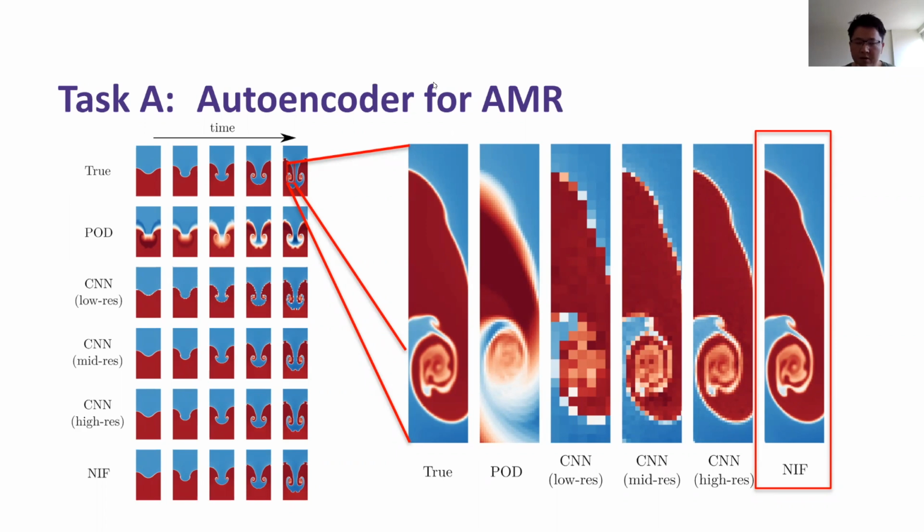When you compare this kind of autoencoder task versus POD or CNN, you can see Neural Implicit Flow performs the best because it's discretization independent. It does not care how you discretize the flow field. It has nothing to do with the mesh, no matter what kind of mesh it is. For other methods, you have to make some pixelization, which basically limits the best performance that you can get.